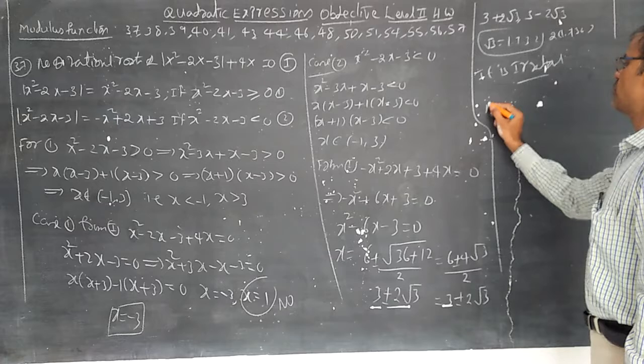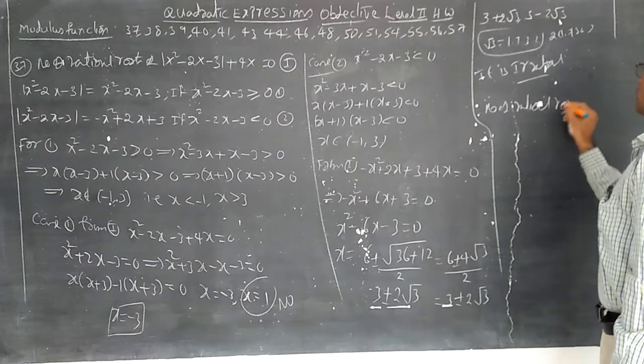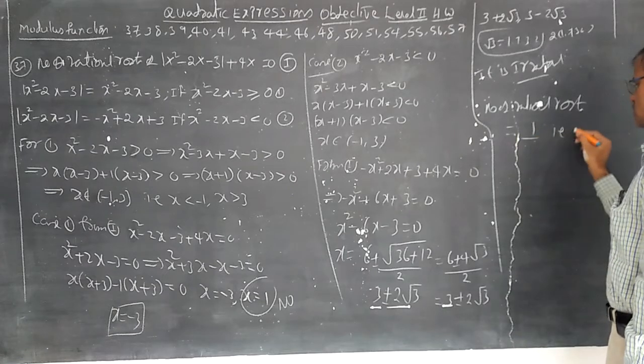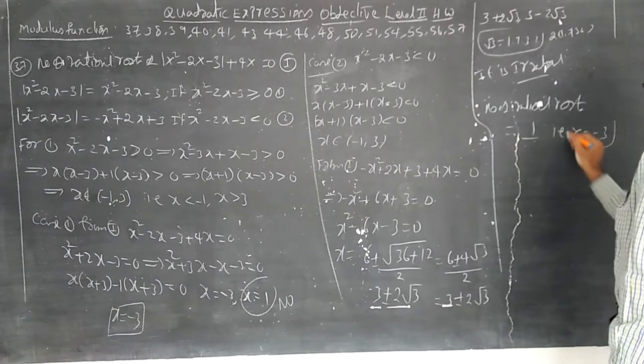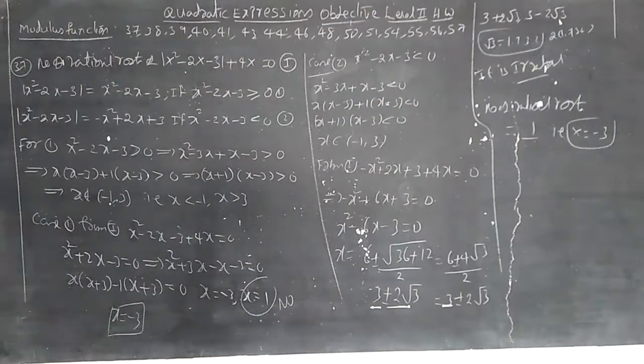So therefore, the number of rational roots is equal to only 1. That is, x is equal to minus 3. This much theory is there for this sum. This is an important question. Next, the 38th question also depends upon the modulus function.